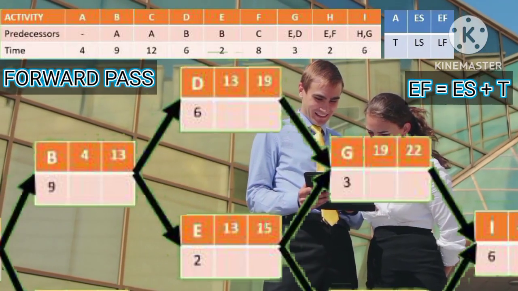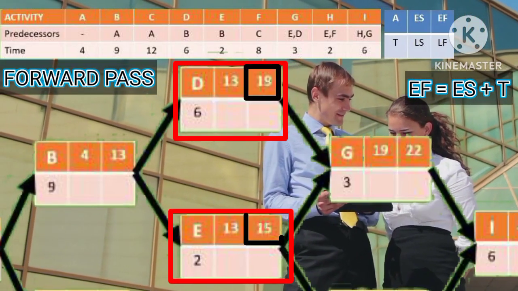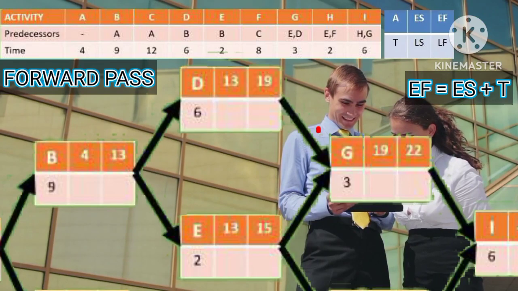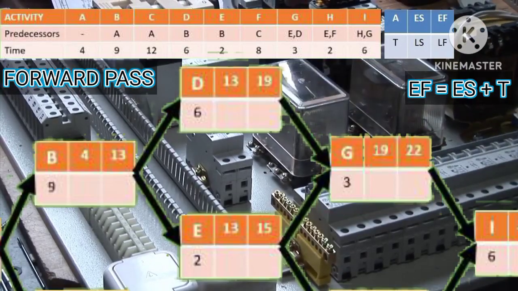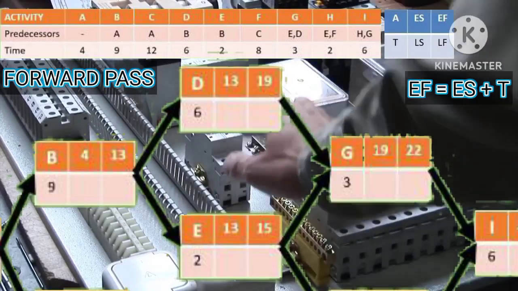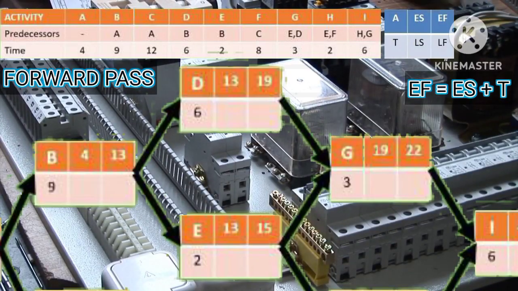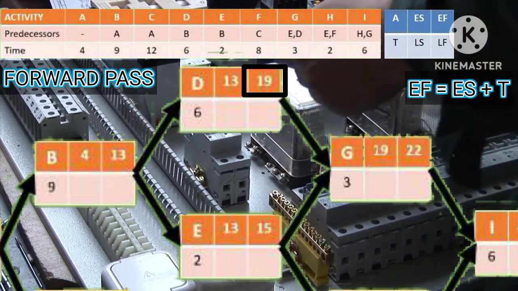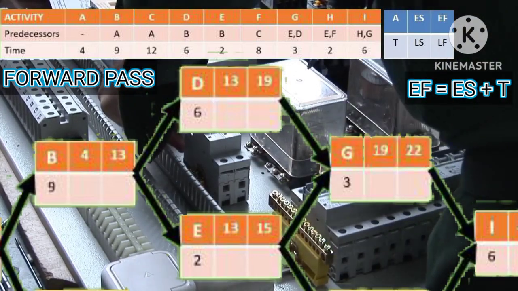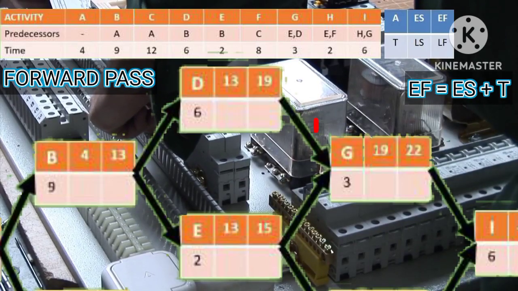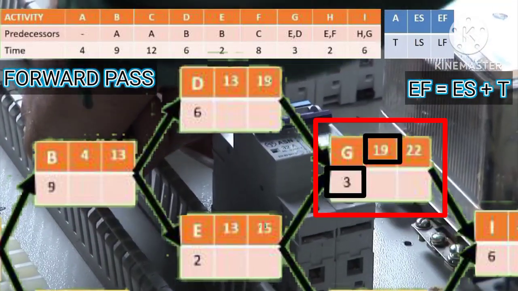Since the earliest finish times of D and E are 19 and 15, the earliest start time of G is 19. In other words, in the forward pass, the highest earliest finish will be the earliest start time of the next activity. Because 19 is the highest, the earliest start time of G is 19. Since the activity time of G is 3, the earliest finish time of G is 19 plus 3 equals 22.